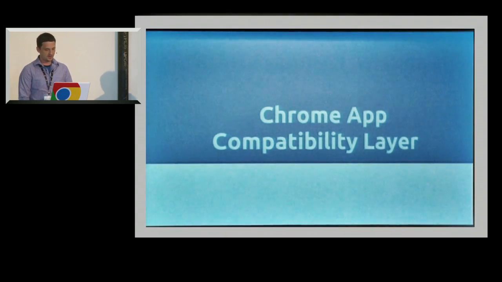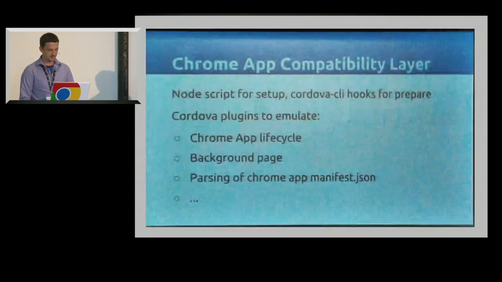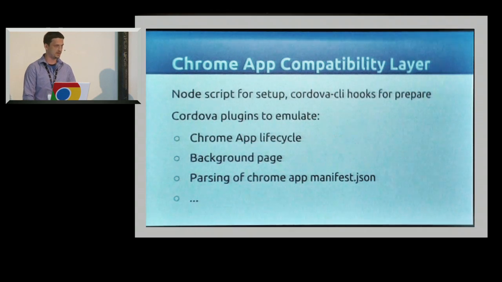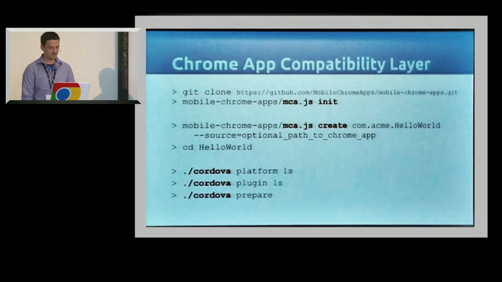Alright, so our Chrome app compatibility layer, what does that look like? We also have node scripts for setup. We took the key from the CLI, and we try to use the 3.0 CLI as much as we can and just minimally route it. Then we have to write plugins to emulate the Chrome app lifecycle, the background page, and parsing of the manifest, as Joe showed you. So what does that look like?